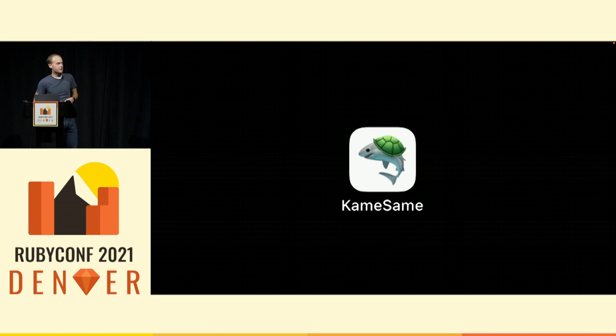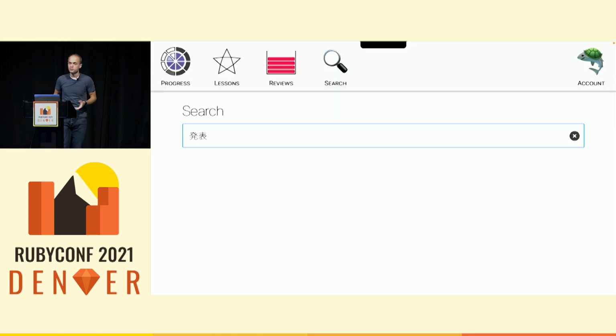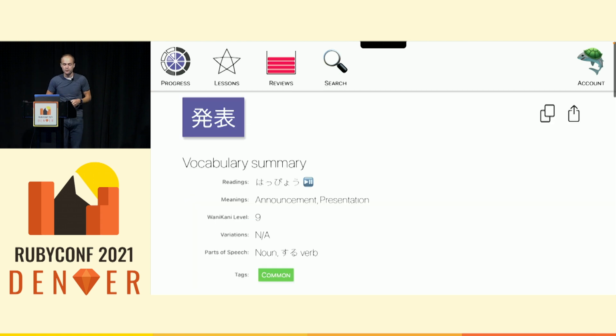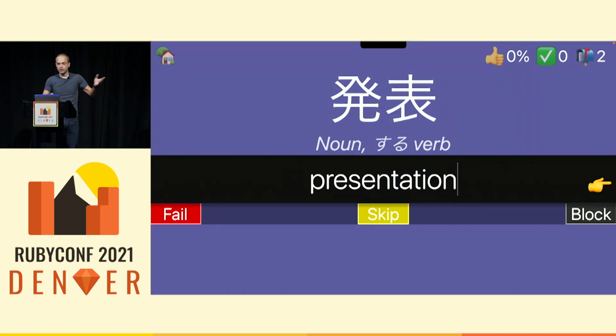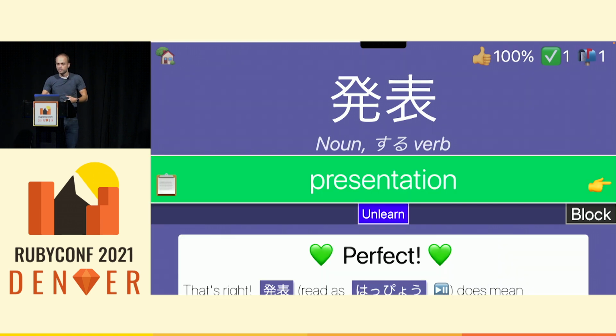I've got this Rails application called Kame-Same. It's a Japanese learning tool. I can search for words in it like hapyo, which means presentation, what we're doing right now. And I can read about that, or I can go and actually add it to my reviews and do little quizzes and learn the word.